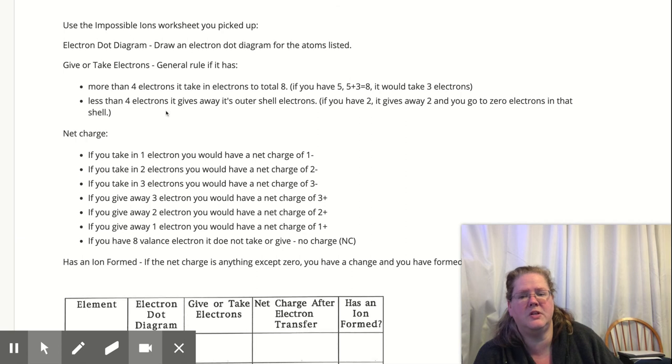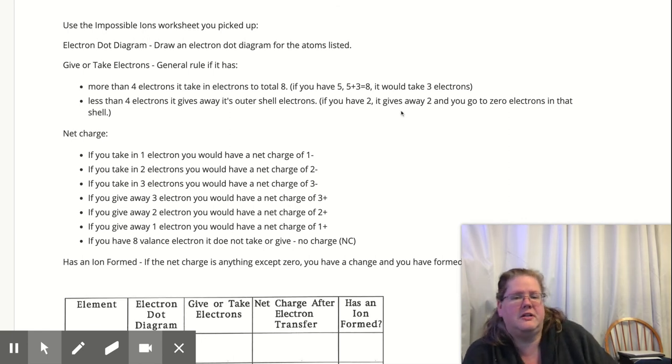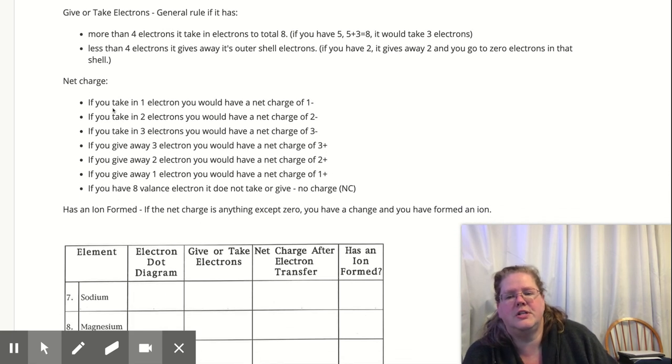I now have a negative charge of 3. If I have less than 4 electrons, I tend to give away until the outer shell below it is full. So if you have 2 in your outer shell and give 2 away, you go down to 0 electrons in that outermost shell, and the one below it now is full. So if I give away 2, I now have a plus 2 charge because I have 2 extra protons than I do electrons. So net charge, here is the rule of thumb.